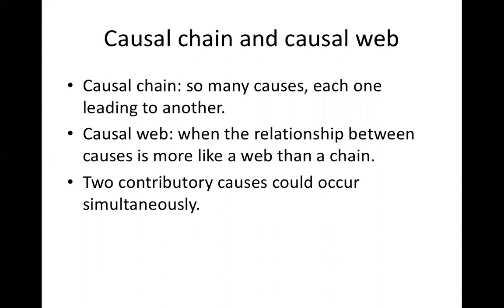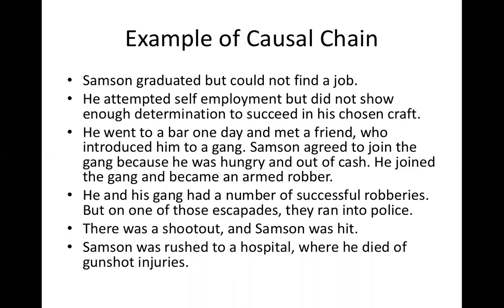Now, causal chain is when there are so many causes, each one leading to another. So that's what makes it a causal chain. Each one is leading to another, from one to another, from one to another. That's a causal chain. Let's see an example. Samson graduated but could not find a job. And because he could not find a job, he attempted self-employment, but did not show enough determination to succeed in his chosen craft.